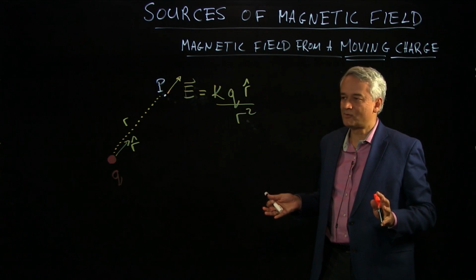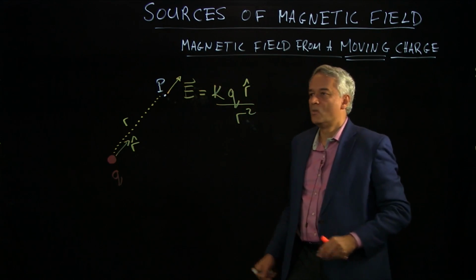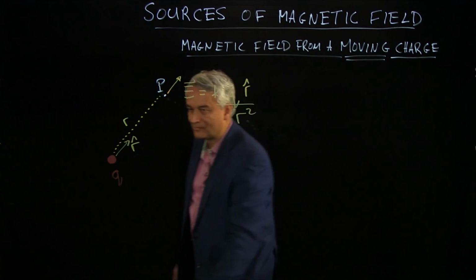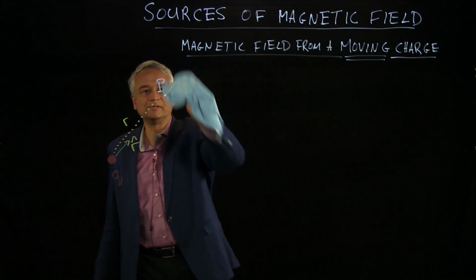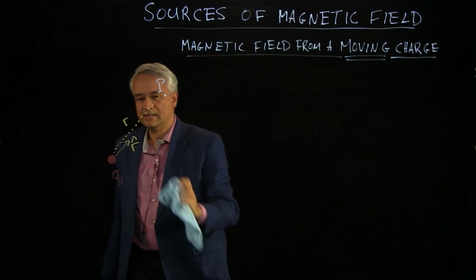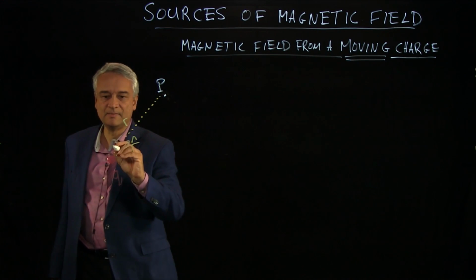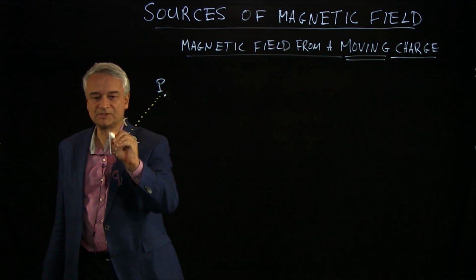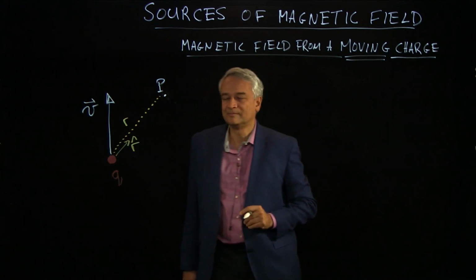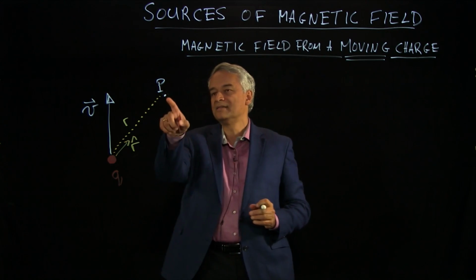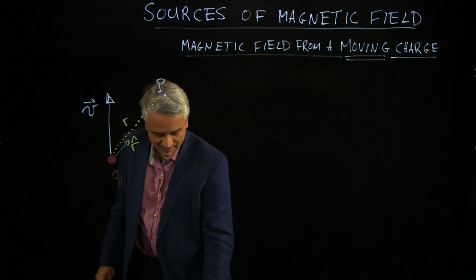Now we need to do the same thing for magnetic fields. We need to ask, suppose I have a moving charge here. What magnetic field does it make here? So let me erase the electric field and the equation for the electric field. I'm going to keep R hat and R because they're going to play a role again. But now let me make this charge move. And let's say that this charge is moving in this direction. So this charge is moving with the velocity v. And let me now ask what the magnetic field is at this point P.